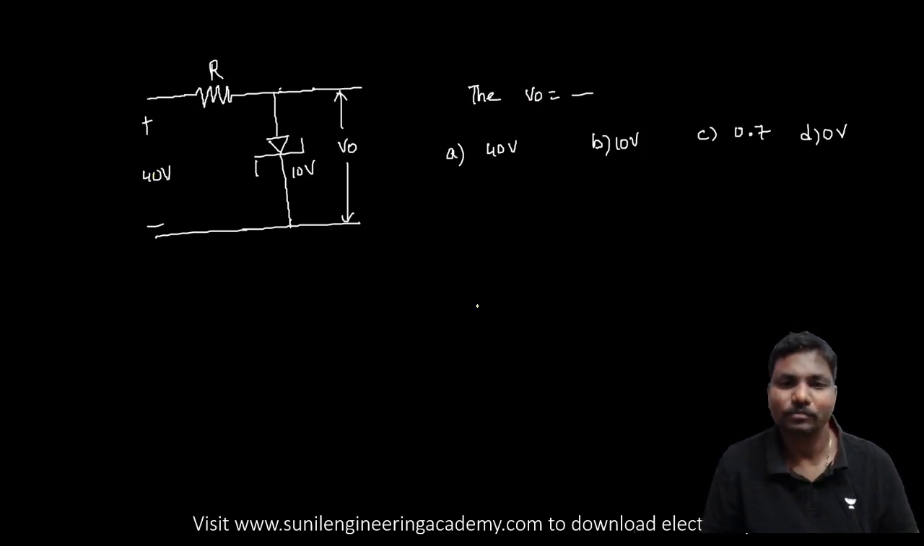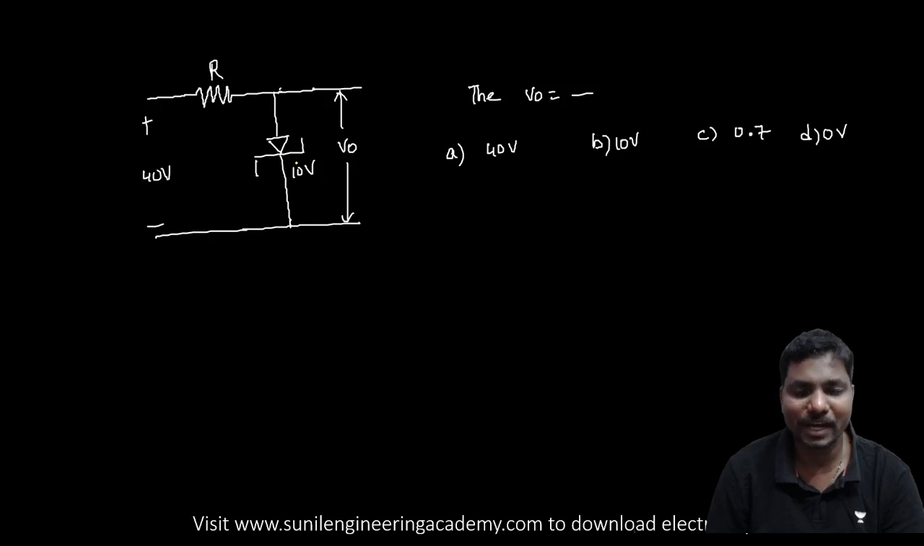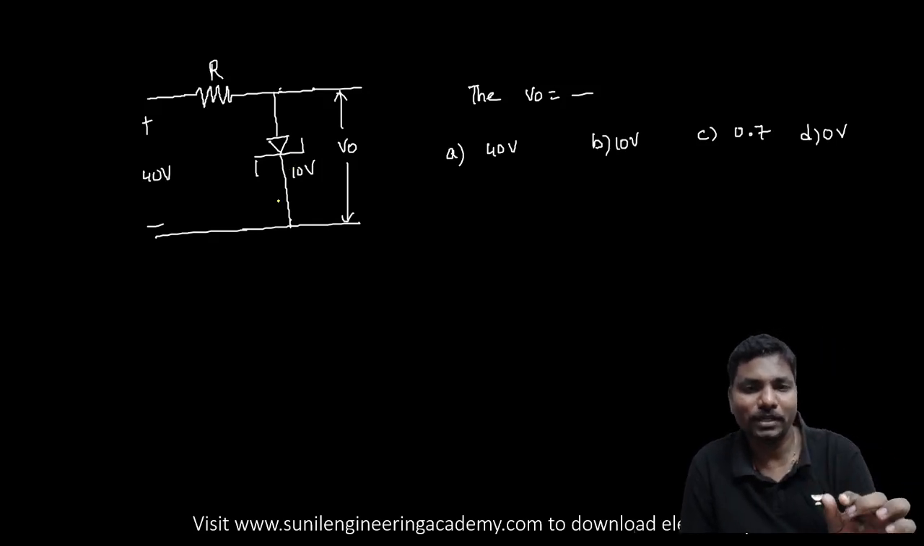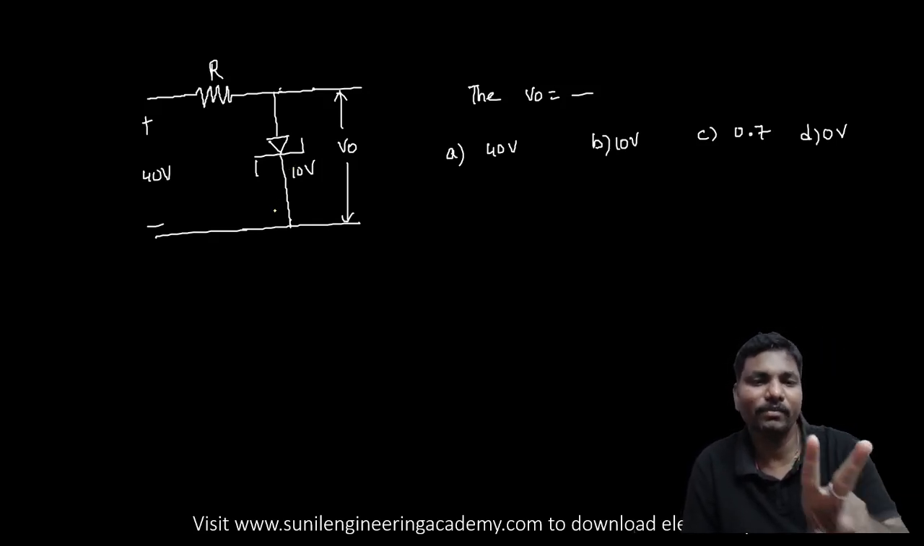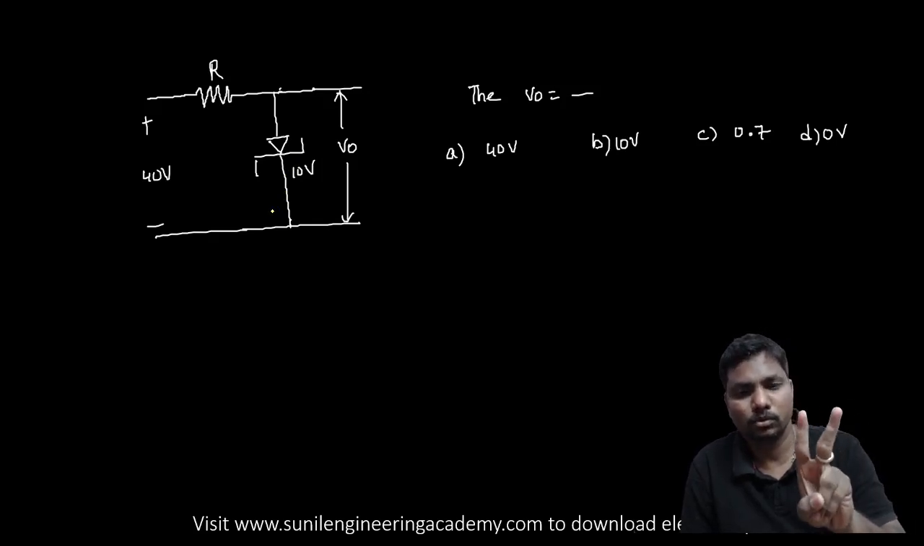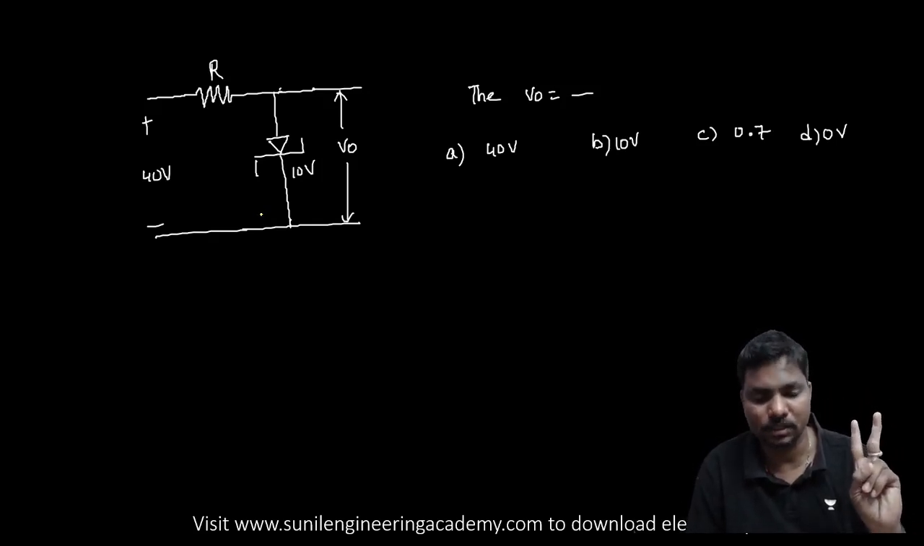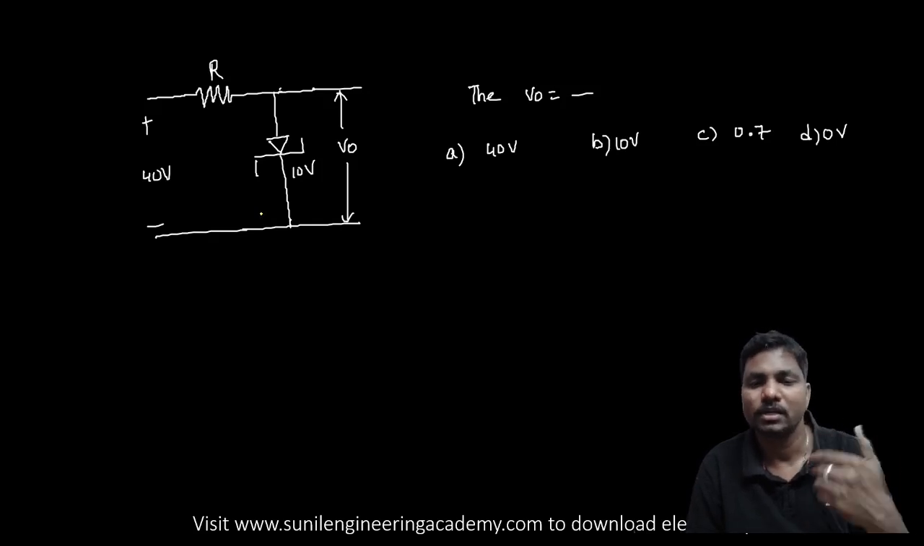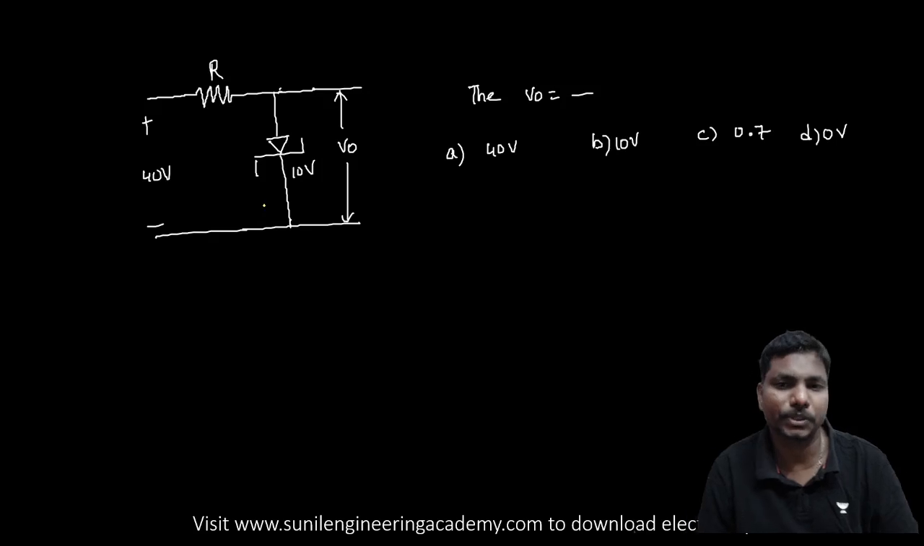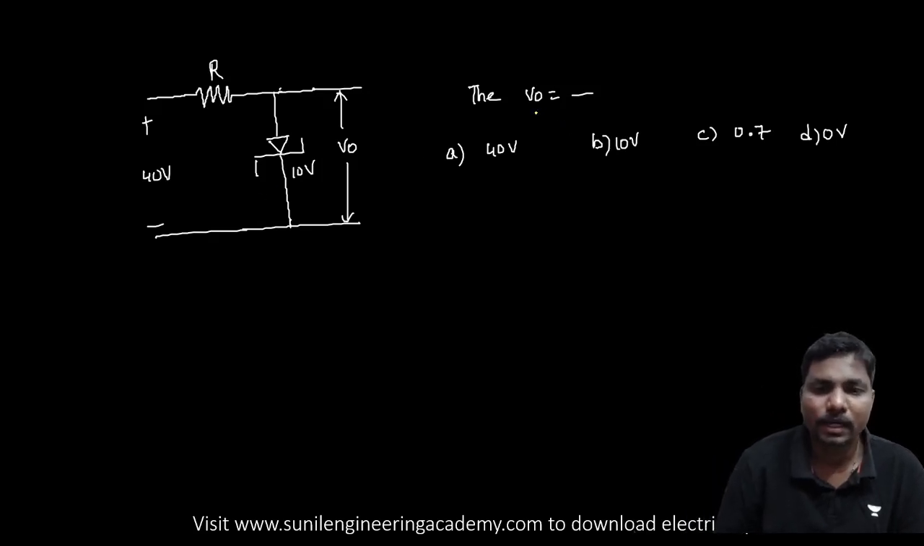Don't worry. Here, which diode have they given? In most examinations, 99% they will give 2 types of questions: first on the PN junction diode, second on the Zener diode. They may not give other diode-based questions. Here V0 is nothing but the voltage across the diode.